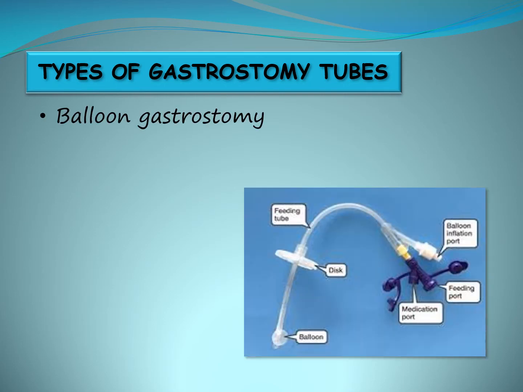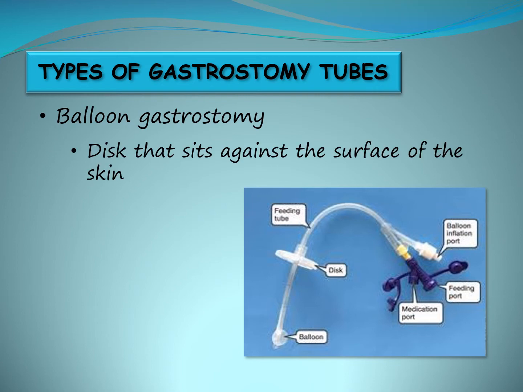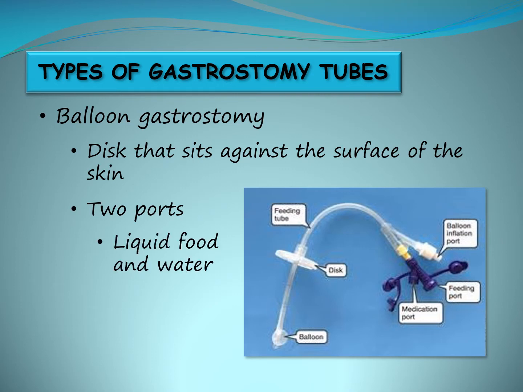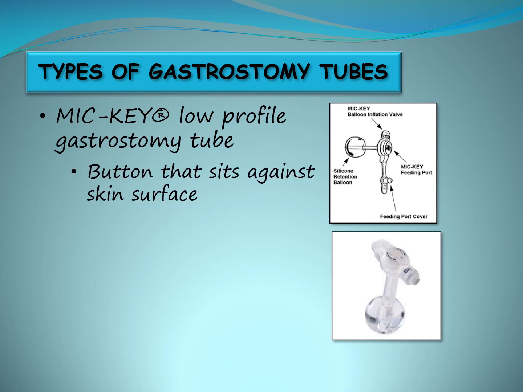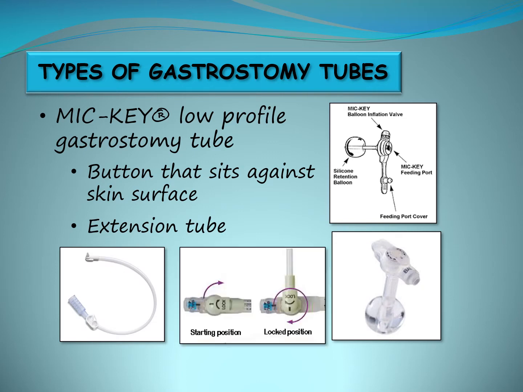There are two types of gastrostomy tubes. The balloon gastrostomy tube has a disc that sits against the surface of the skin. It has two ports, one for liquid food and water, the other for medication. The Mickey low-profile gastrostomy tube has a button that sits against the surface of the skin. It requires an extension tube that locks into the button.